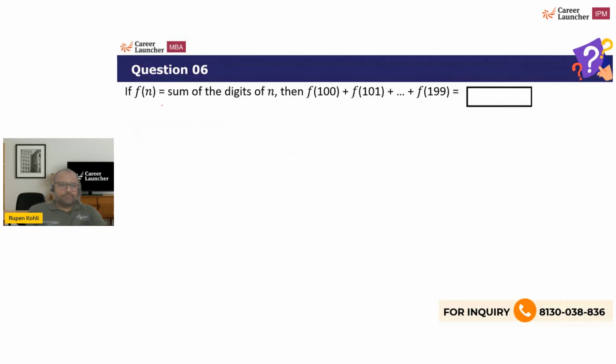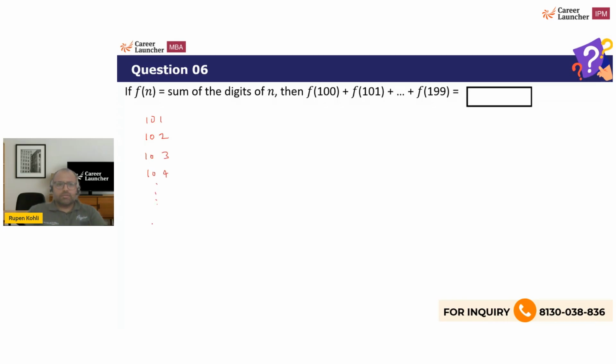Well, if f of n is equal to the sum of digits of n, then we have to do this summation of all the digits of these numbers from 100, 101, up to 199. So these are 100 values from 100 to 199. We have 100 numbers, right? So I think we'll just do it. You have 100, 101, 102, 103, and so on, up to 199, right?